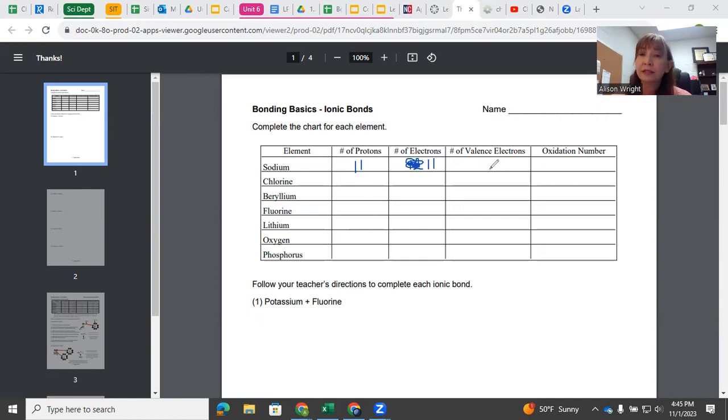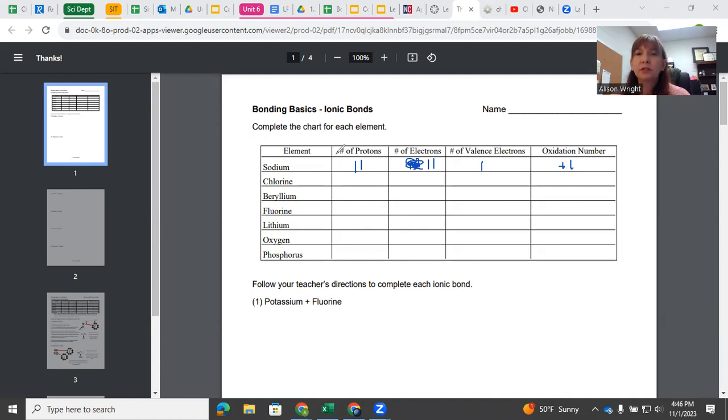But how many of those are valence electrons? Well, sodium's in group 1. It's got 1 valence electron. Okay, so the oxidation number, this is something that I really want you to be able to identify. What is the charge going to be on a sodium ion when it loses that valence electron like it does? It's going to be +1.